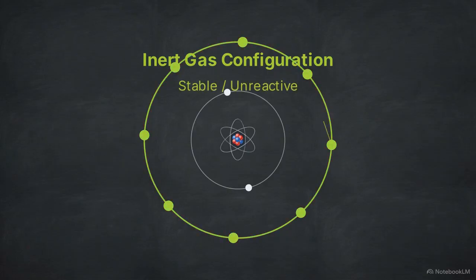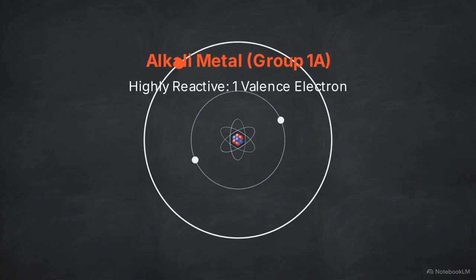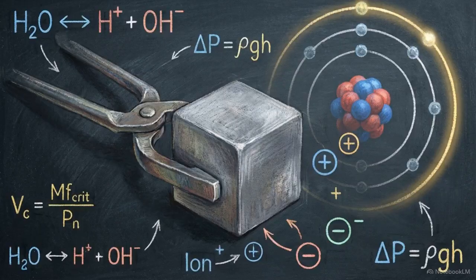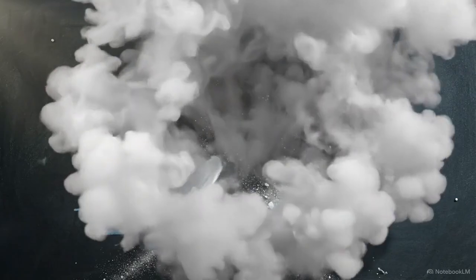Highly reactive elements possess an incomplete shell. The alkali metals in group 1A of the periodic table, for example, have only a single valence electron orbiting alone. To reach a stable state, these metals must shed that single electron. This structural instability causes alkali metals like sodium or potassium to react violently when they are introduced to water.